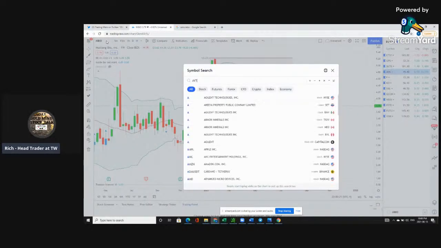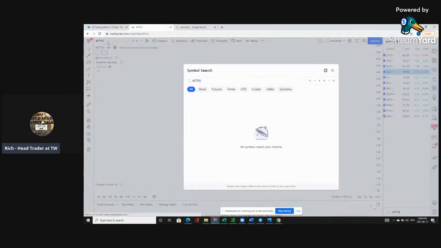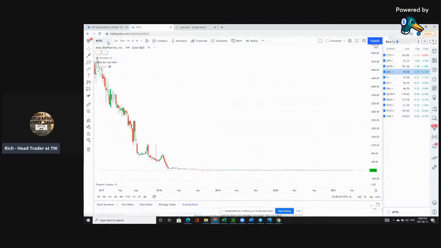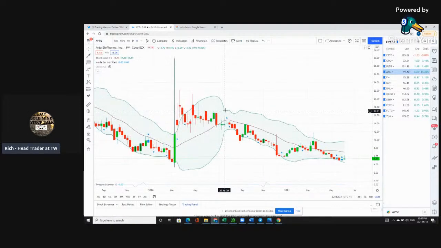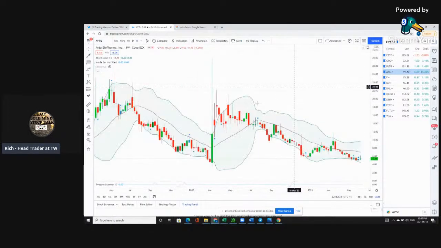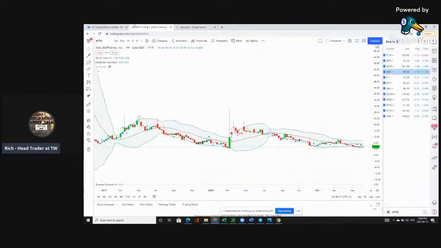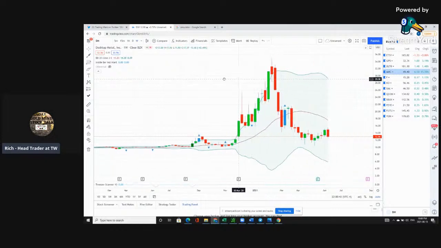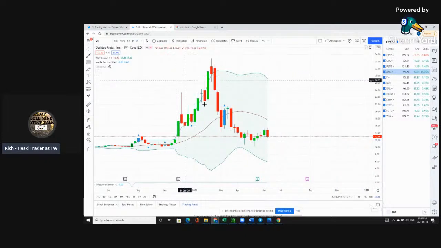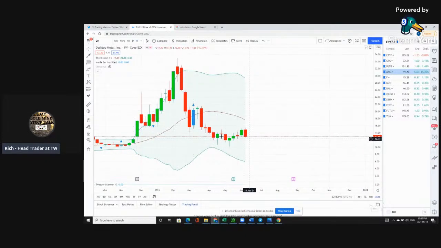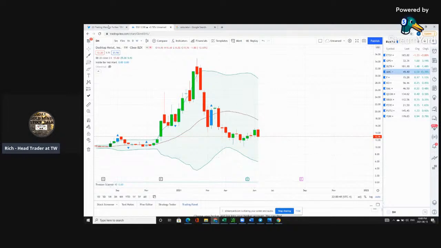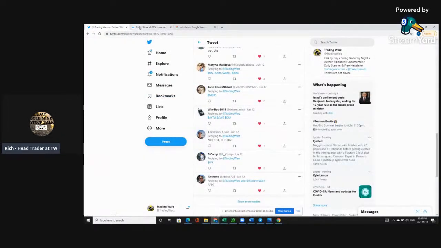AYTU. Oh yeah, so I stay away from these names, guys. Anything like this, it's not for me. I don't want you to waste your money on something like that, because obviously that's more of a gamble than a trade. Desktop Metal. So again, would love to see an inside bar before I actually take a play there.